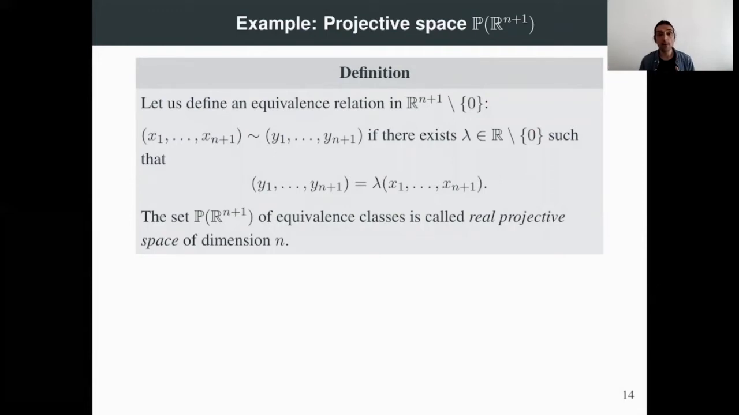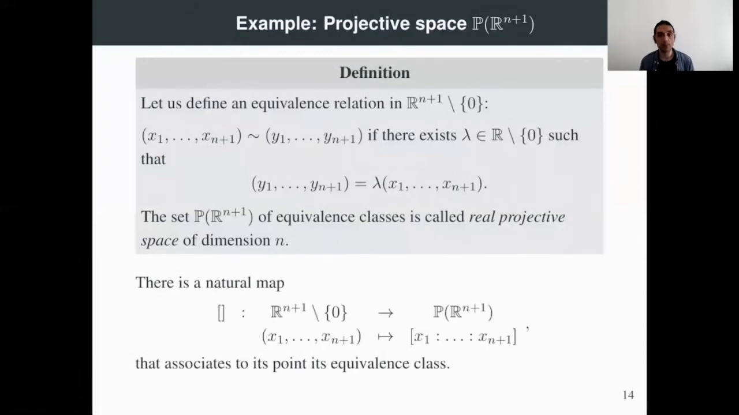Let's give the definition, okay? We consider an equivalence relation in the complement of the origin in R to the power n plus 1. And the equivalence relation is simple. Two vectors are related if they are collinear. It's just that. Okay, this is an equivalence relation, and the set of equivalence classes is going to be called the real projective space of dimension n. And we are going to see that this is actually a manifold.